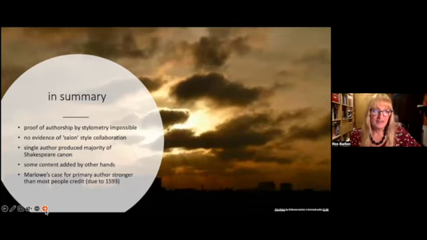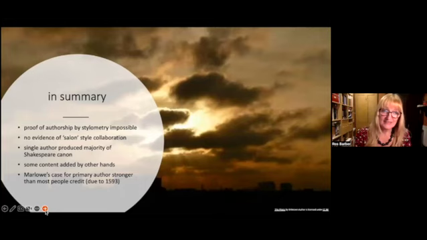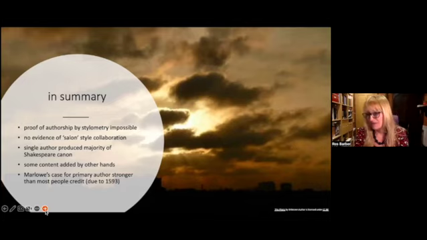Single author, in my view, a single author produced the majority of the Shakespeare canon. There is some content added by other hands. And Marlowe's case for primary author is stronger than most people give it credit for. And I think this is due entirely to 1593. It's due entirely to, well, obviously, if they think he did die, then obviously his case is kind of wiped out if you don't allow the possibility that he survived.